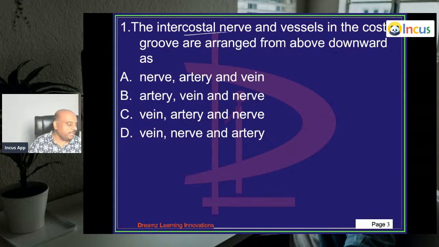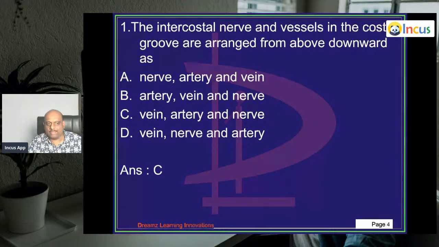The intercostal nerve and the vessels in the costal groove, what is the order in which they are arranged? From above downwards: the vein, artery, and the nerve. It is one of the favorite questions of the examiner.